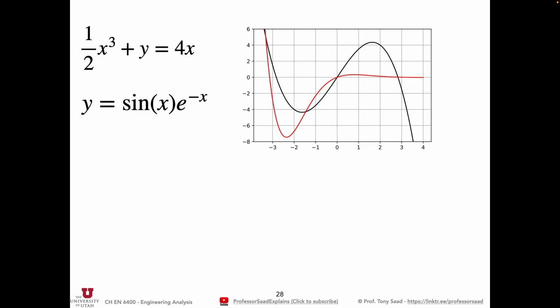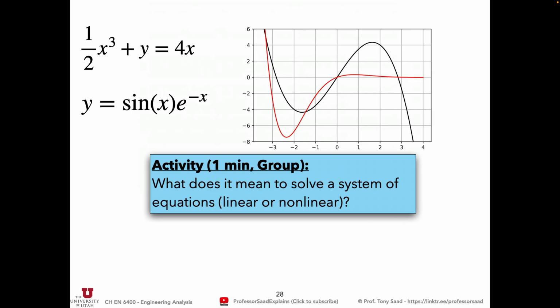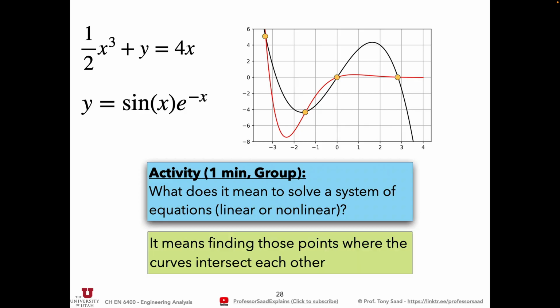What do we mean when we say we are solving these equations simultaneously together? It means we are trying to find those points where those curves intersect each other, okay? Where those curves intersect each other, where they touch each other. In this case, there are going to be these yellow points over here.